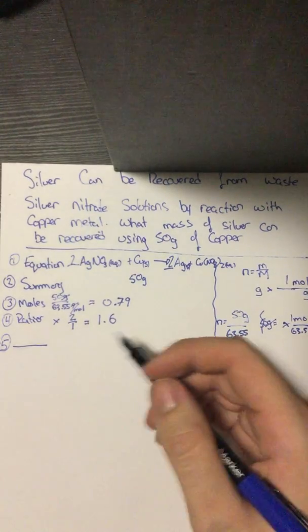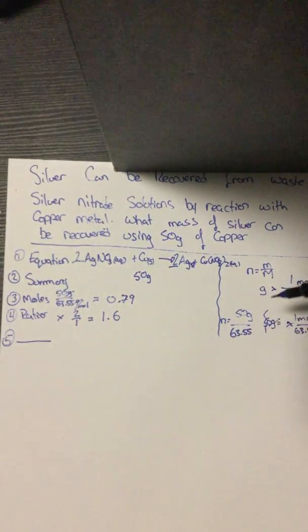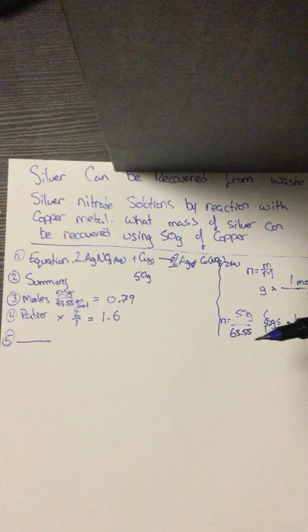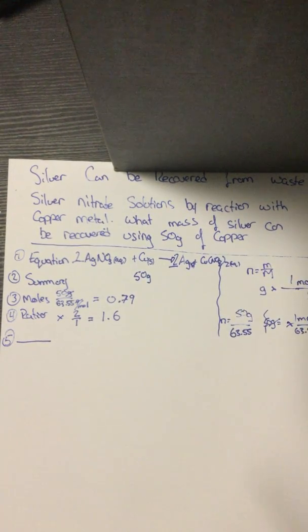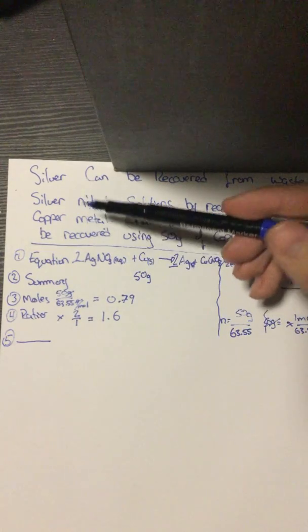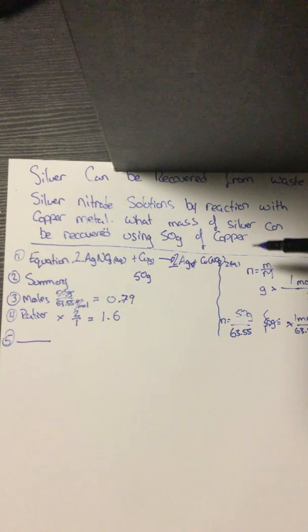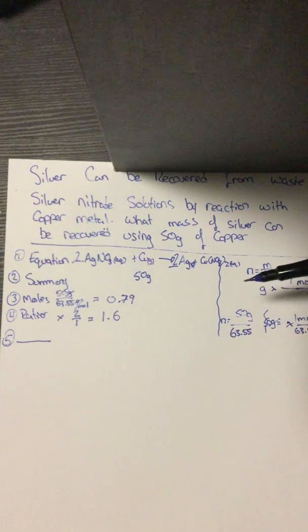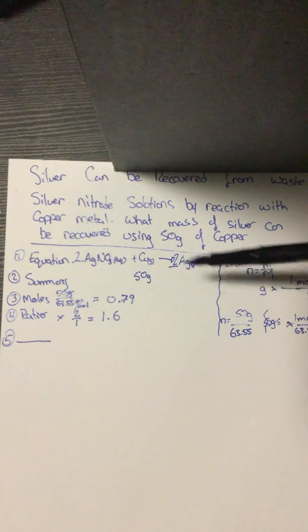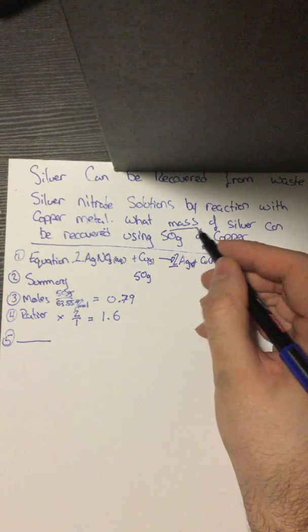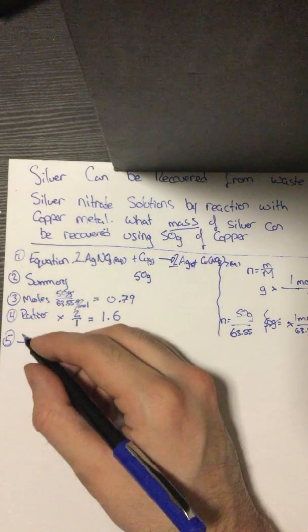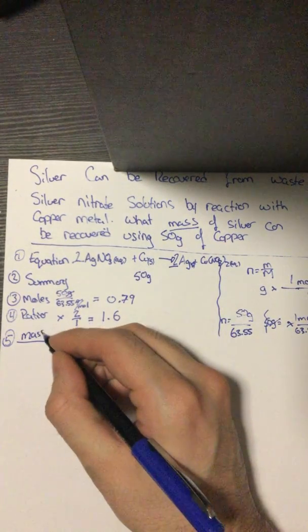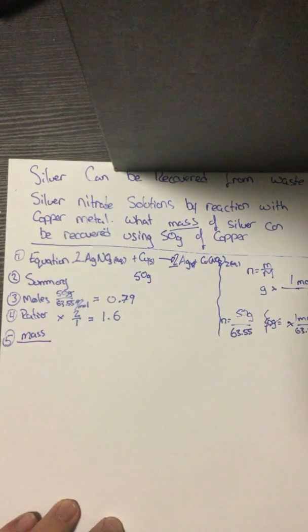Now, the last step I've left blank because this one tells me what the actual question is going to want from me. So when I look here, my silver nitrate solution is reacting with a piece of copper metal, and it wants to know what mass of silver. This is huge. This is why reading is so important. So this one, it wants me to come back out to mass.